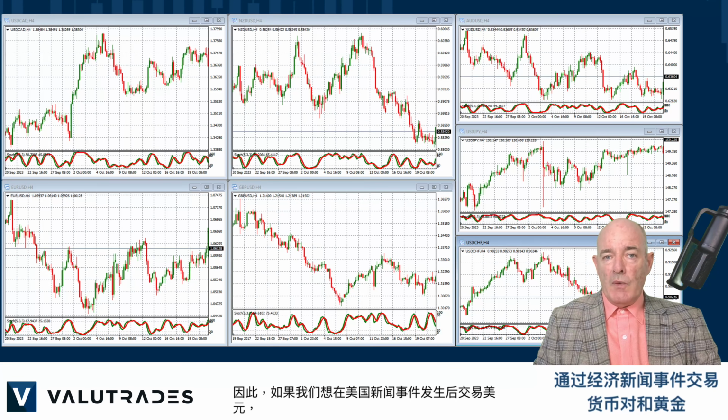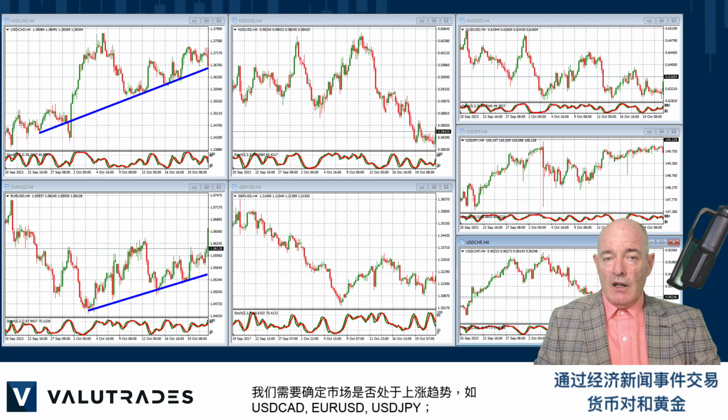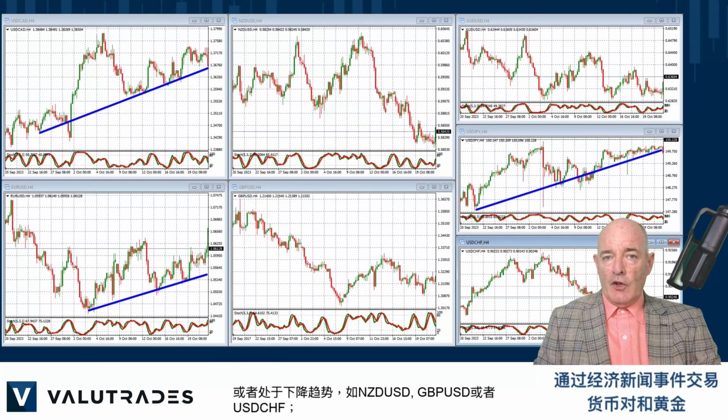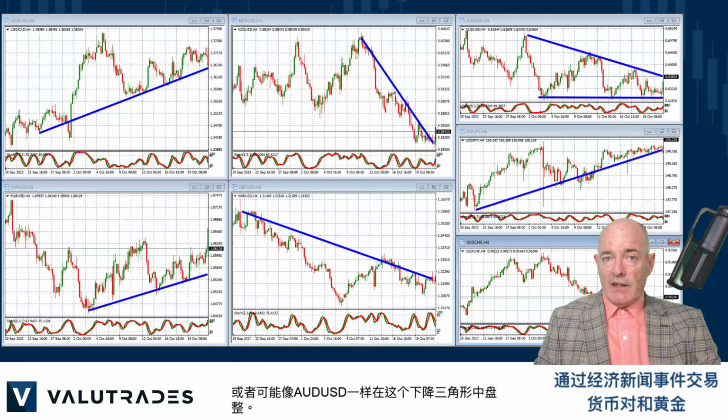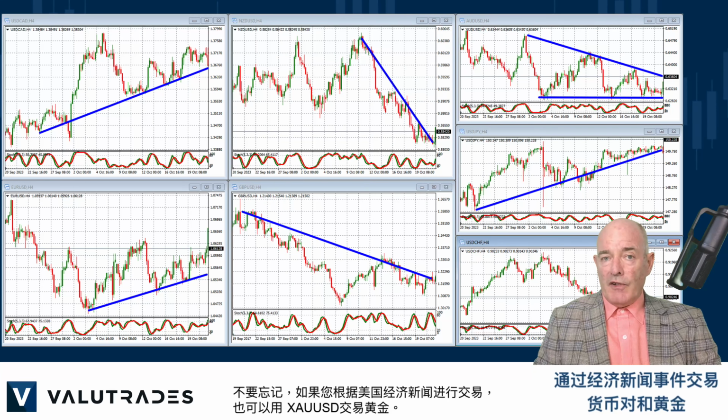So, if we want to trade the US dollar after a US news event, we need to determine if the markets are in an uptrend, like dollar CAD, euro dollar, yen, or in a downtrend, like New Zealand dollar US dollar, pound dollar, and dollar Swiss. Or maybe consolidating like Aussie dollar in this descending triangle. And don't forget, if you are trading off US economic news, you can trade gold, XAU USD, as well.